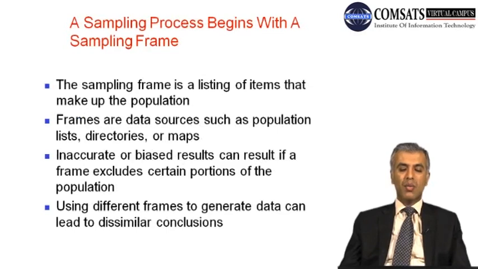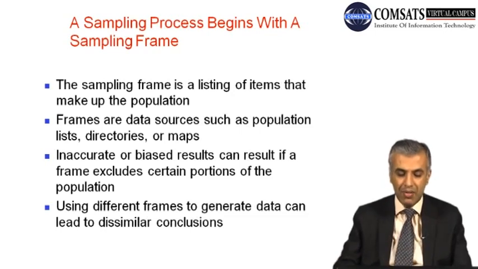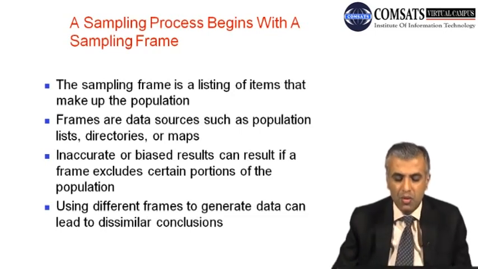Then, what is our sampling process? As we know, the sampling process starts with a frame, also termed the sampling frame. The sampling frame comprises the list of all the items or respondents within a population. Once we are dealing with frames, these are data sources related to population lists, directories, or maps.